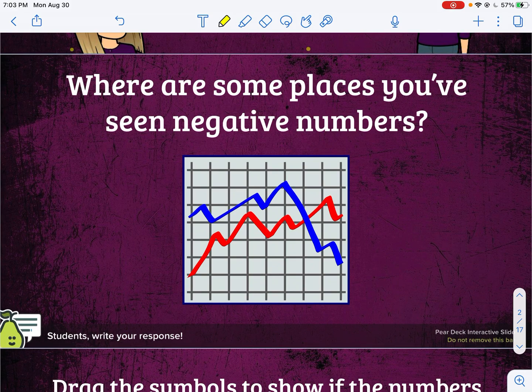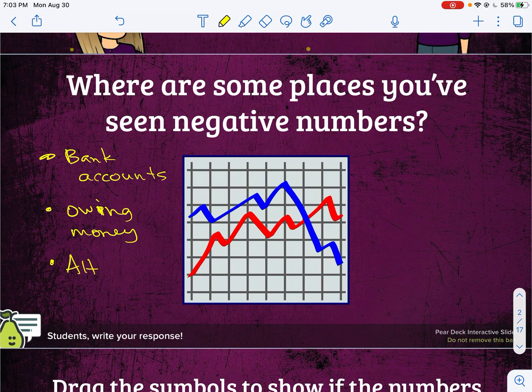Every time I think of it, I think about people's bank accounts, and owing money. Or altitude. Okay. There are many, many more other things. Oh, on graphs.